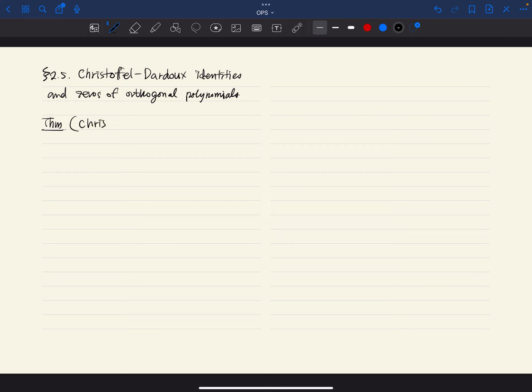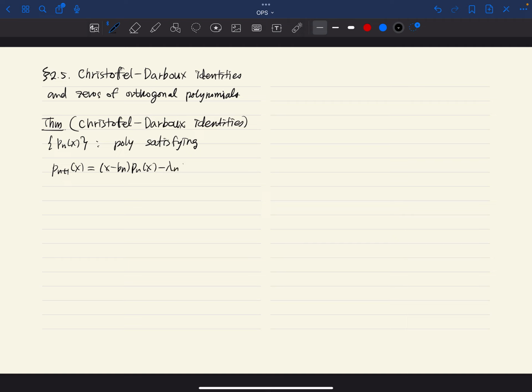This is called the Christoffel-Darboux identities. Let P_n(x) be polynomials satisfying the three-term recurrence: P_{n+1}(x) = (x - b_n) P_n(x) - lambda_n P_{n-1}(x), the usual way, like we always write, for n greater than or equal to 0, with P_0 = 1 and P_{-1} = 0. I'm not going to repeat that.